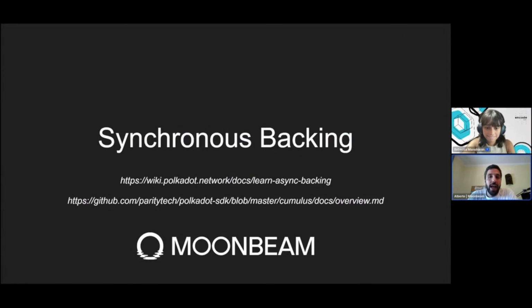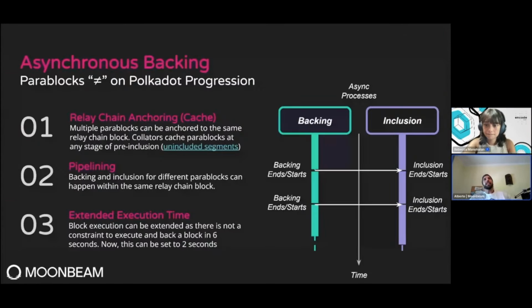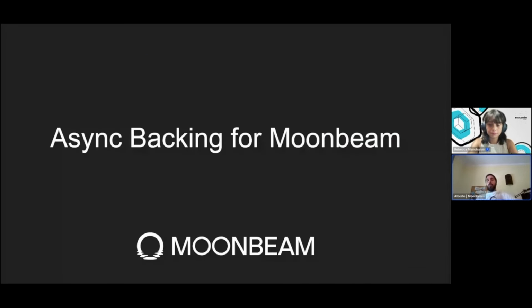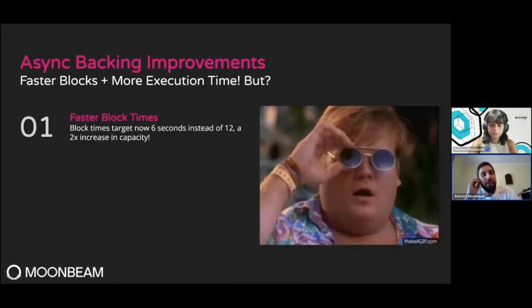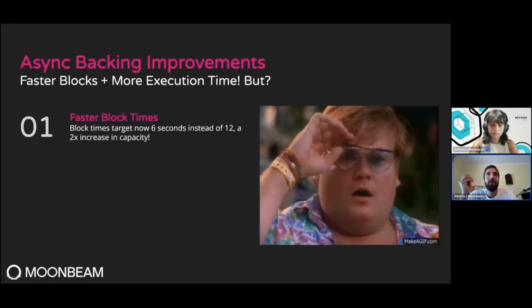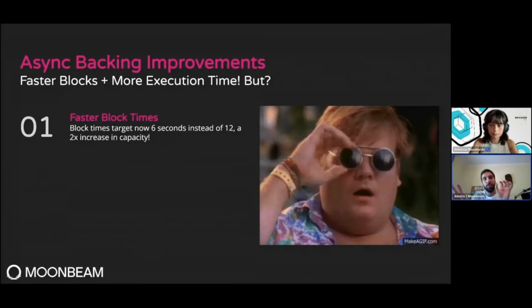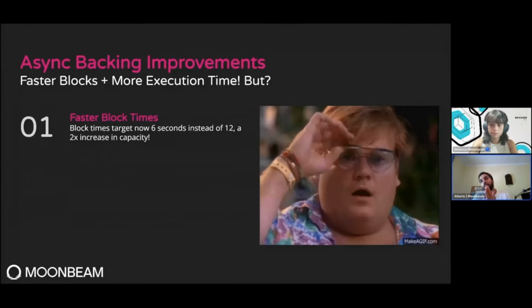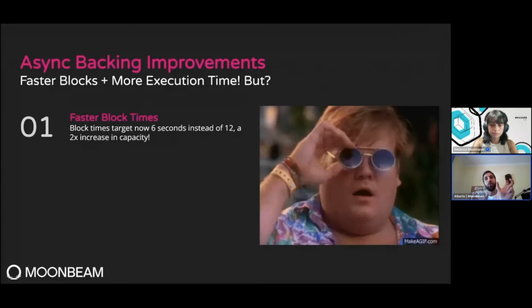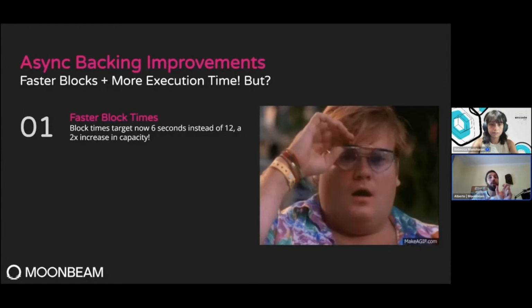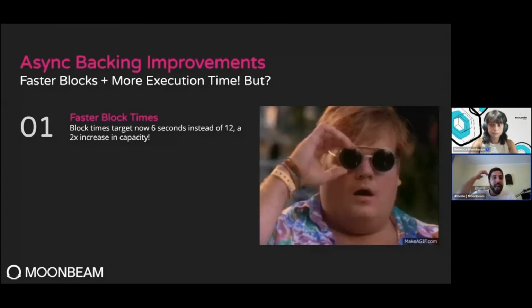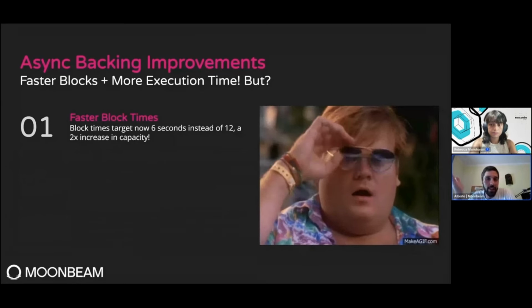Yeah, no worries. All right, so let's talk about async backing for Moonbeam. We know that we have faster block times because of what I said before. Now you don't have to wait for the inclusion. Backing takes 6 seconds, inclusion takes 6 seconds. You had to wait for both processes to propose another block. Now you can do a parachain block for every relay chain block, so instead of 12 seconds, you have 6 seconds.